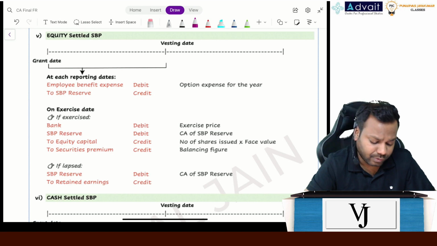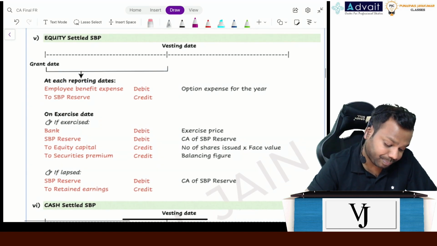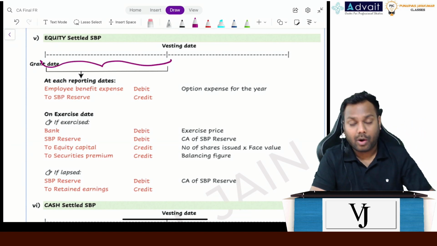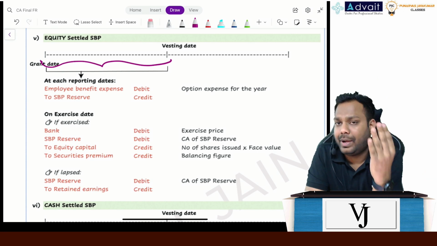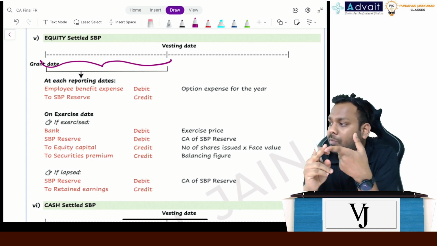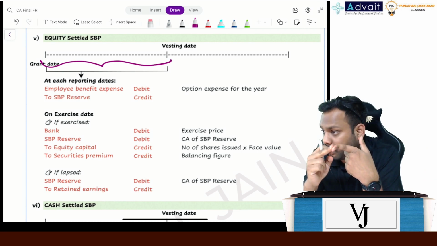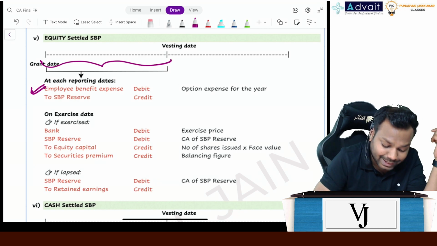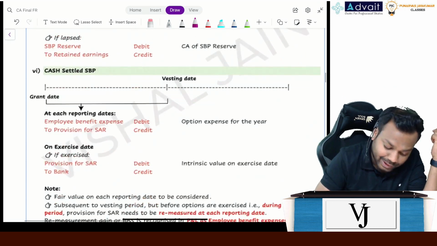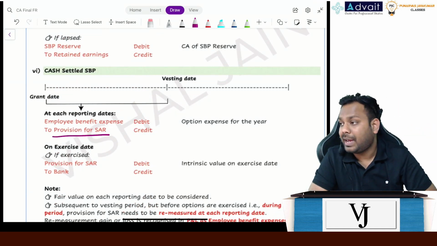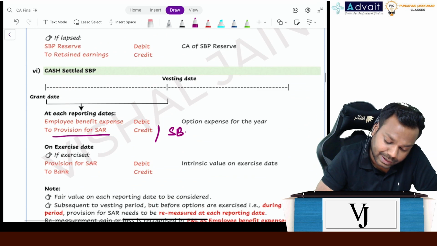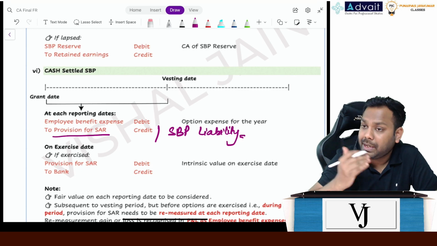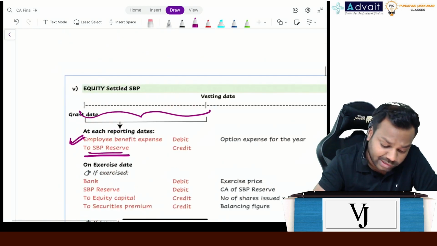Now, let's understand the general entries for equity settled and cash settled share-based payments. On each reporting date, whether it's equity settled or cash settled, we will record share-based payment expense, which is called employee benefit expense. If it's equity settled, we'll recognize a share-based payment reserve. If it's cash settled, we recognize a provision for stock appreciation rights, or a share-based payment liability, as the case may be. Clear, everyone? That is on each reporting date during the vesting period.